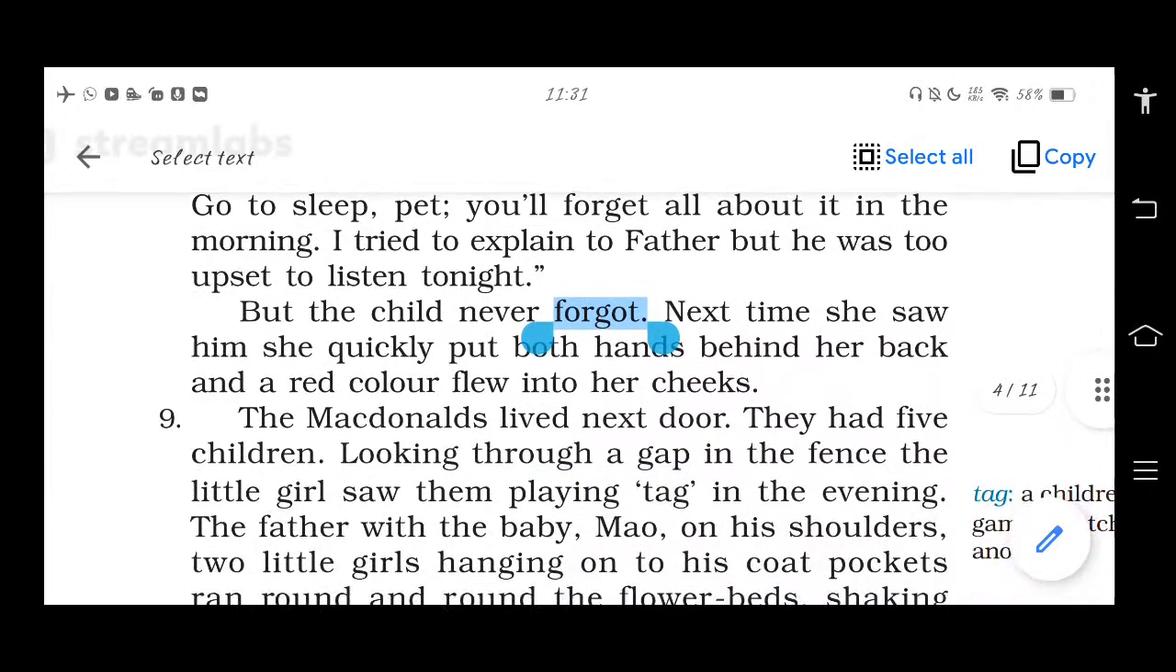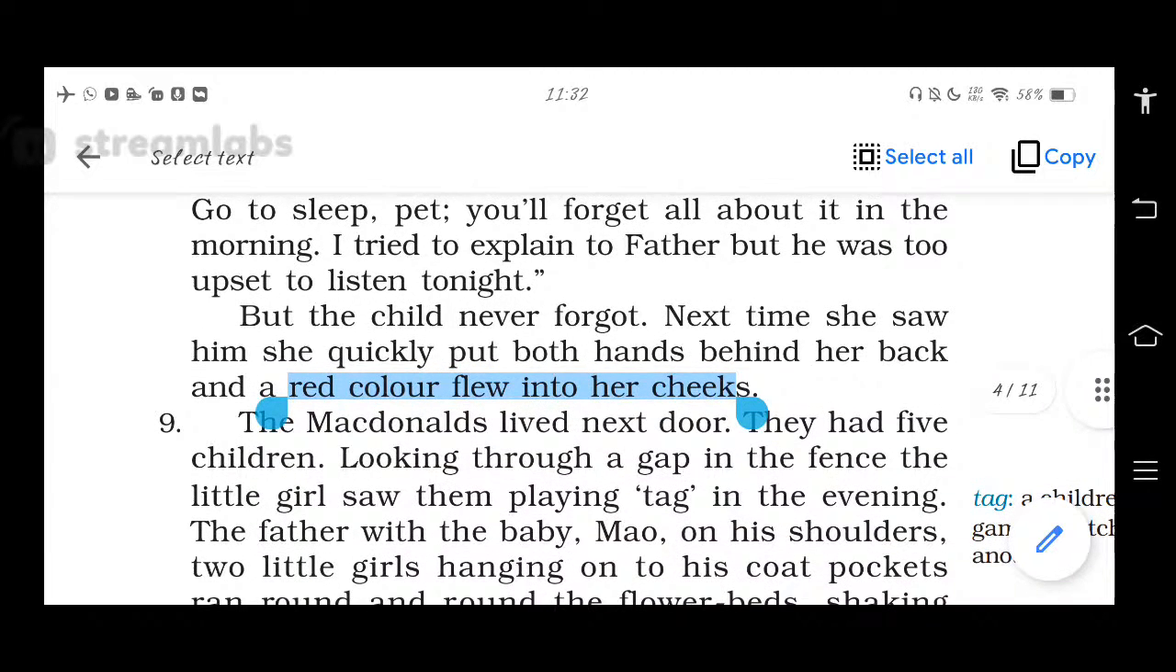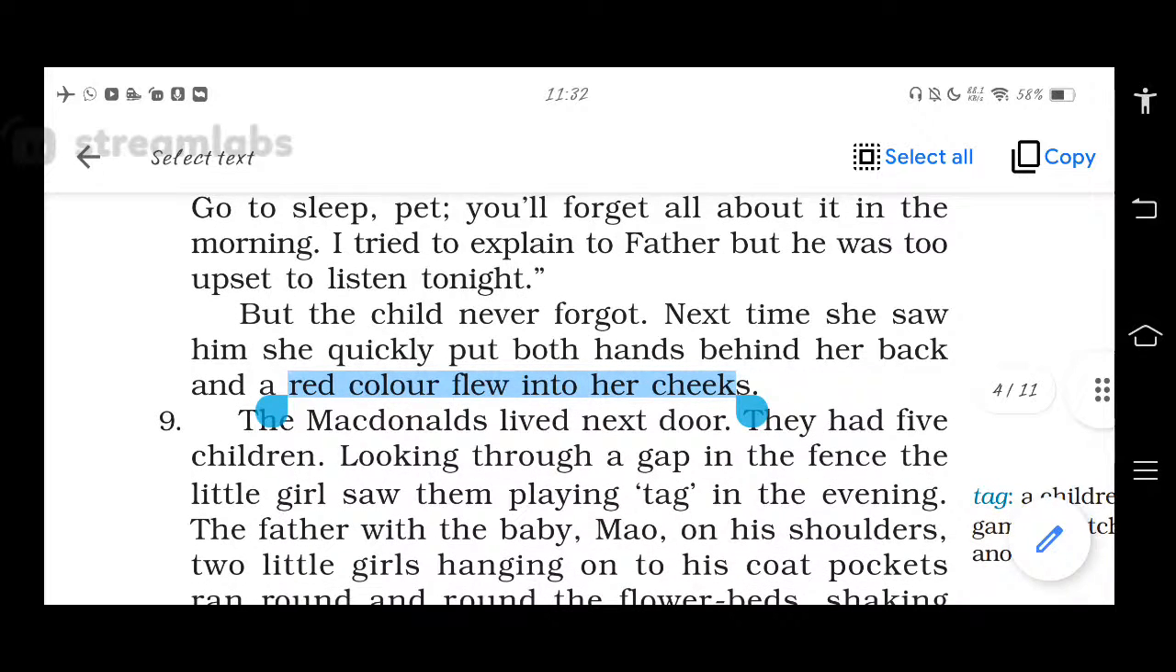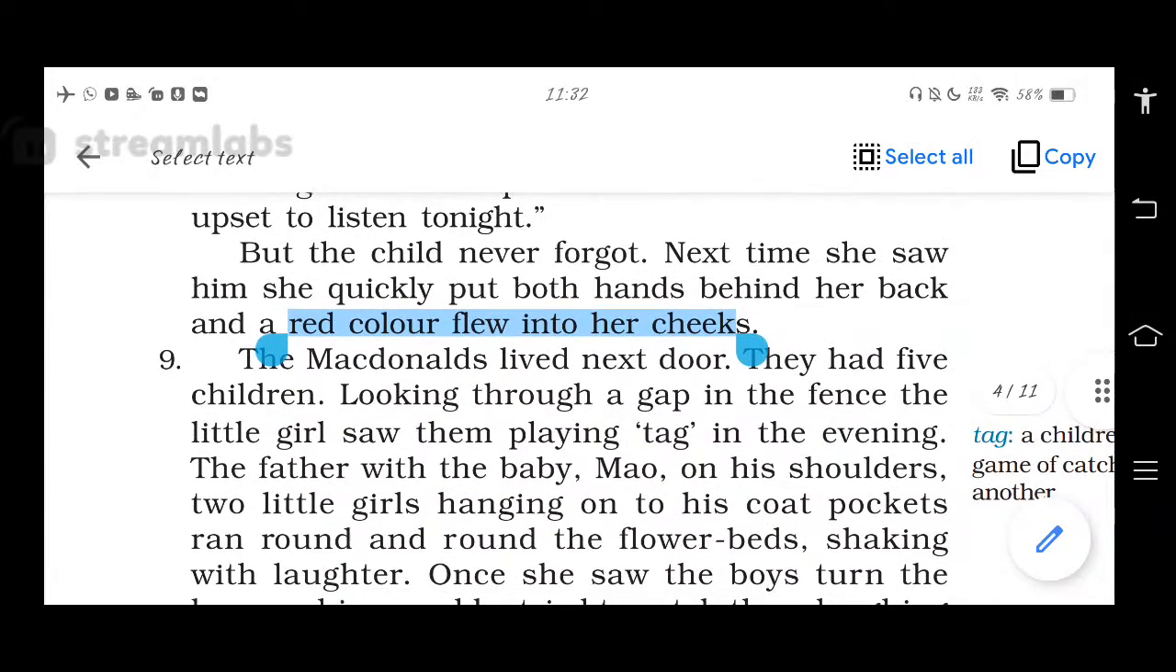So next time she saw him, she quickly put both hands behind her back and a red color flew into her cheeks. So a red color flew into her cheeks means, generally, if we look at people, suppose we are angry with someone, so when we come across such people, very next, we make a face like this, because the red color has come to our cheeks. So the red color flew into her cheeks. Okay, right up to here.